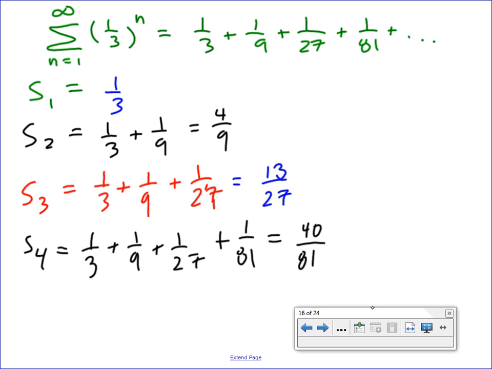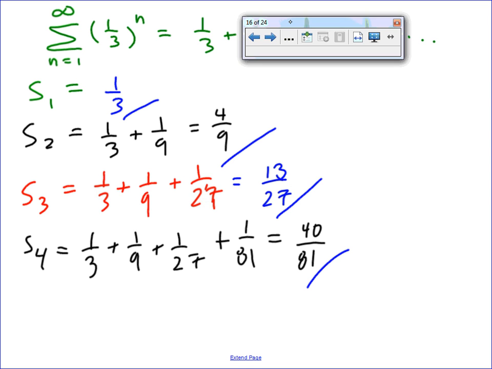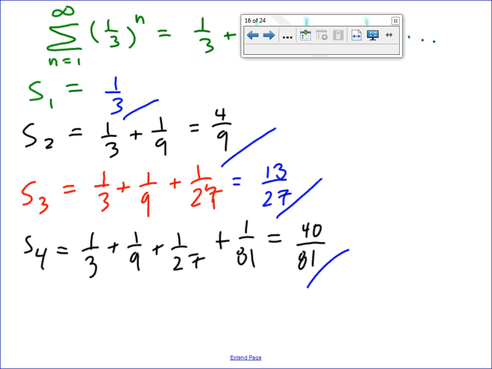Can we write a generalized rule for S of n? That is the nth partial sum. Right? So we've got S of 1, dot dot dot. Can you see a pattern? 1/3, 4/9, 13/27. Can we write a generalized rule for S of n, where we could plug in n and it would spit out the nth partial sum? 4, right? Can we plug in 4 and have it spit out 40/81? Well, there's definitely a pattern here.